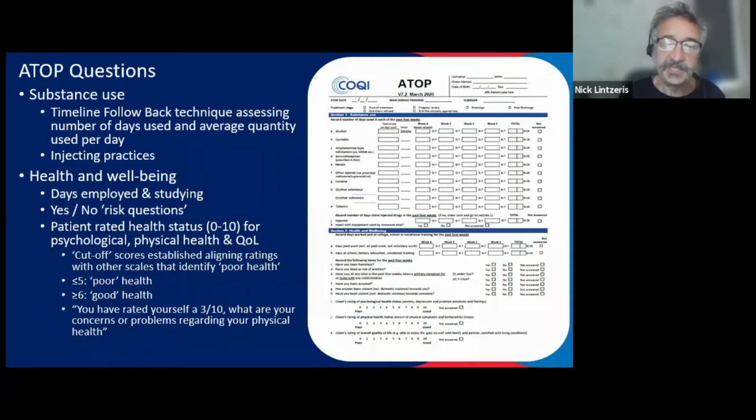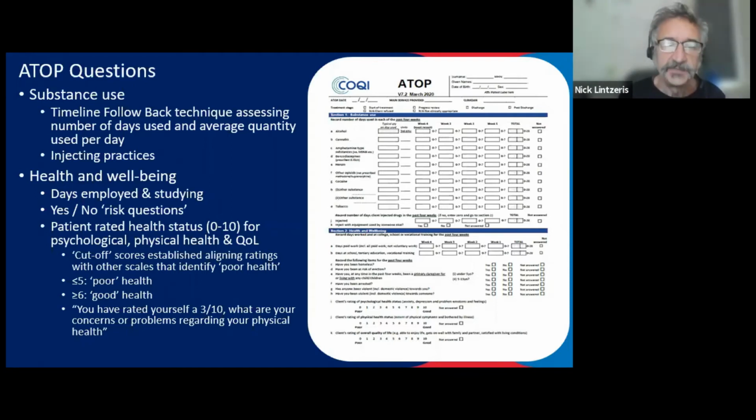And generally, what we've been able to do is, if a client rates themselves as 5 or less, then that generally means poor health with regards to that scale. And if it's 6 or more, then that's generally considered good health. Now, we all know these constructs and cutoffs are somewhat artificial, and everyone rates themselves slightly differently, but it gives you a bit of a gauge as to where the client's travelling.